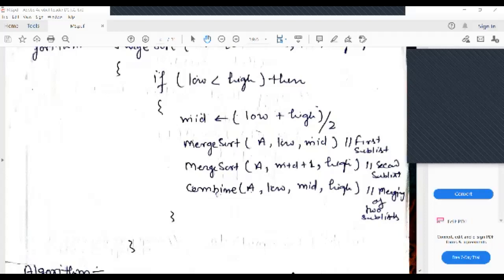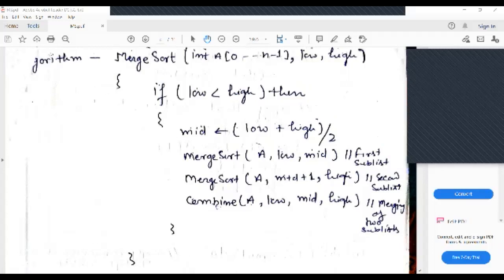So this condition ensures that the algorithm will work as long as it is satisfied, that is, low should be less than high. It means as long as low is less than high, these 3-4 things occur, and among these 4 things, these 3 are the important part of the algorithm.